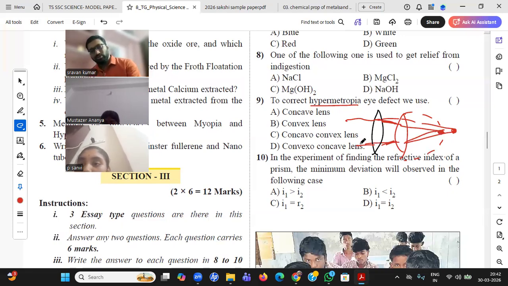Okay. So in hypermetropia, your eye lens has less converging power. You need to add an extra convex lens to add more converging power. So convex lens is the right answer.